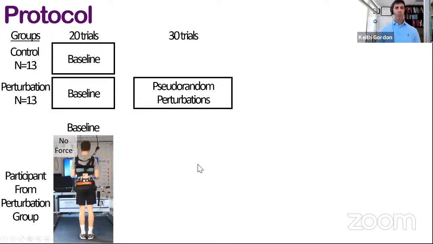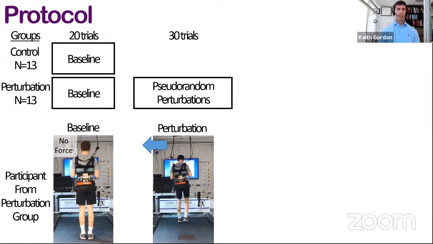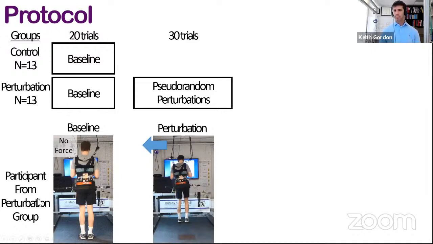Next, the perturbation group only performed 30 walking trials in which they experienced pseudo-random perturbations. So in this video, the participant was experiencing, on this trial specifically, a moderate single impulse perturbation being applied to their left. And this was varying. This was not a fun task for the individuals, getting pushed around a lot.